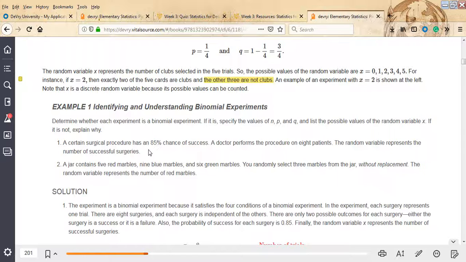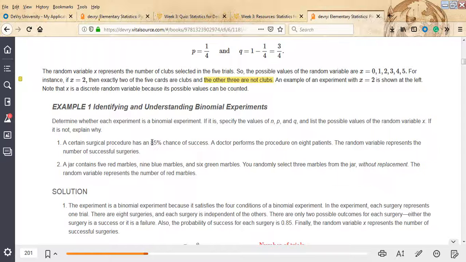Well, where does that 85% come from? Up here, the probability of success being 1 out of 4, the probability of failure being 3 out of 4. It's very clear because it's a classical probability. But down here, all of a sudden they're talking about something with an empirical probability. Well, how do I know this 85% is an empirical probability? I really don't. It's just given to me in the problem.